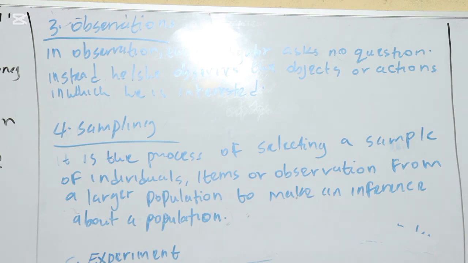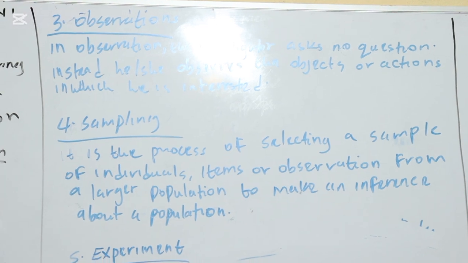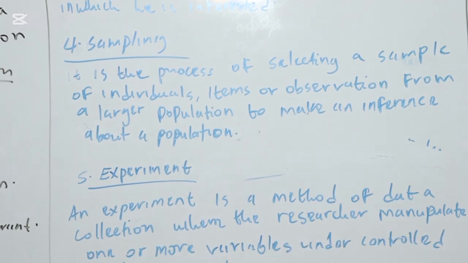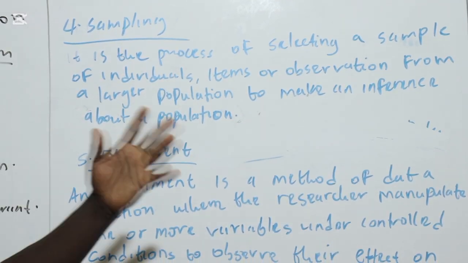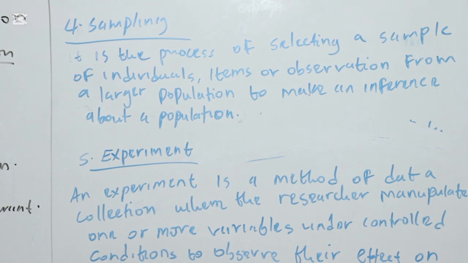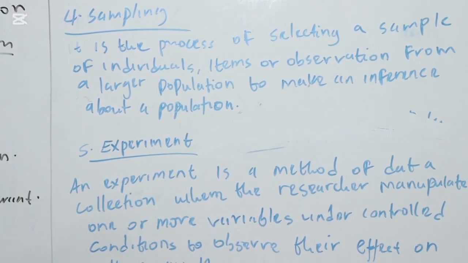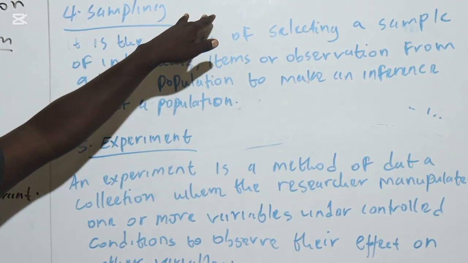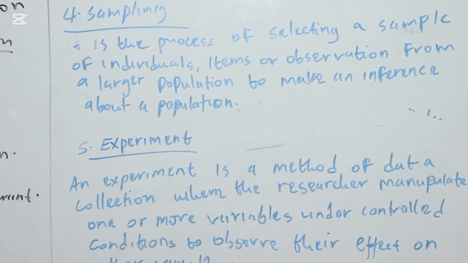Next will be sampling. I will not talk much about sampling because I've already taught you sampling as a topic in the previous topics, the first 2 topics. Sampling, as I repeat again, is the process of selecting a sample of individuals, items or observations from a larger population to make an inference or a conclusion about the population. We have done much about sampling, the types of sampling, examples of each, and errors and bias. So here is just a highlight, but you can get more in my previous presentation.